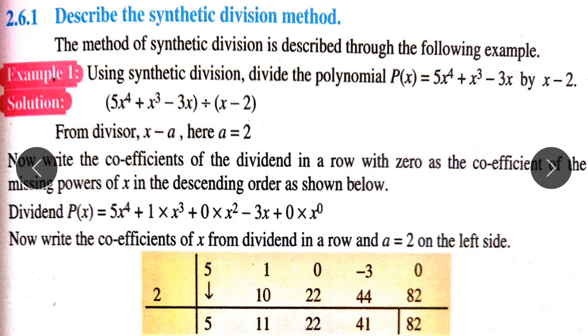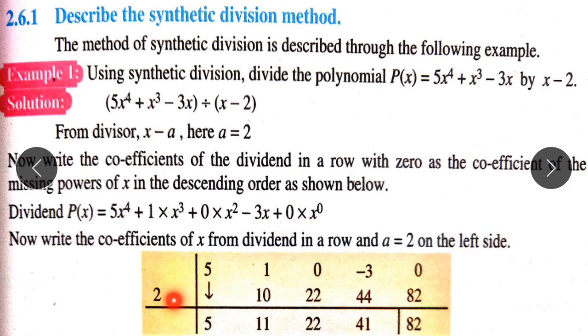down as it is. Then the next step is that you are going to multiply 5 with 2, meaning 5 2s are 10, and you are going to write the answer here. Then you are going to add. If both of them are with plus sign, then both of them will be added. If there is one plus and one minus sign, then of course plus minus will be minus. So 10 plus 1 will be 11.